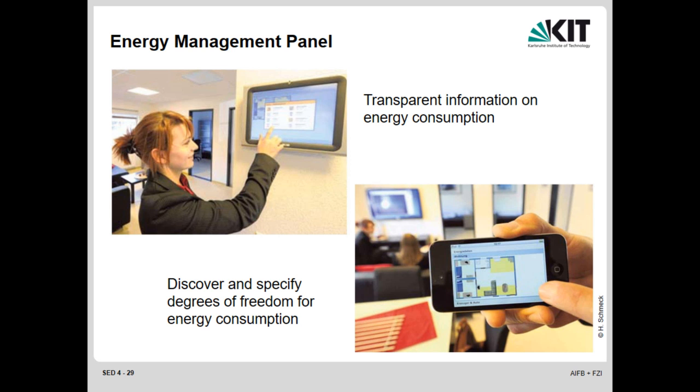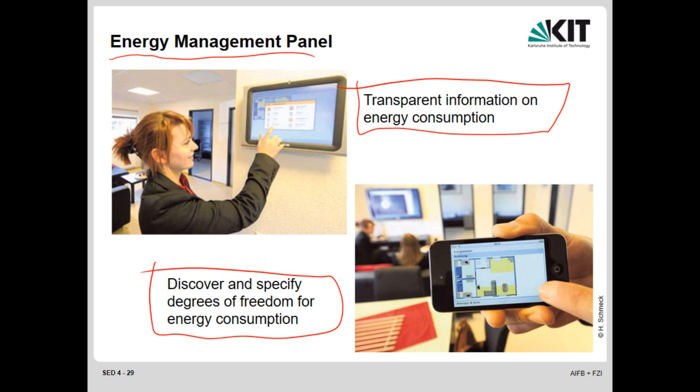And now what kind of information do we provide? It said there is an energy management panel. What is that for? What are the tasks? One important point is you have to inform about the current situation, the energy situation in the house. So provide information about the energy consumption: the current energy consumption, the consumption history, what did you use in the past? And then you would like to discover and specify degrees of freedom for energy consumption. Both scenarios have to be supported.